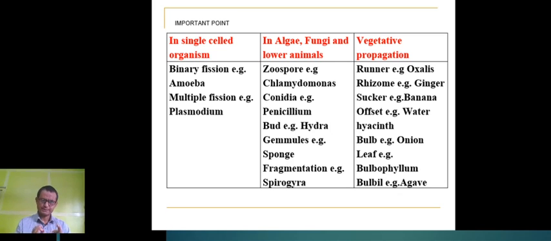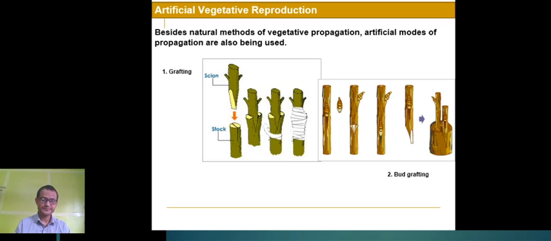So there is a simple way you can think of it. In single cell organisms, what is the type of asexual reproduction? Simple. Binary fission, multiple fission. In case of algae and fungi, what will you get? Zoospores, chlamydospores, and different kinds of spores. So in higher groups of organisms, like green plants, you can find the runner, rhizome, sucker, bulb, this kind of asexual reproductive structure.